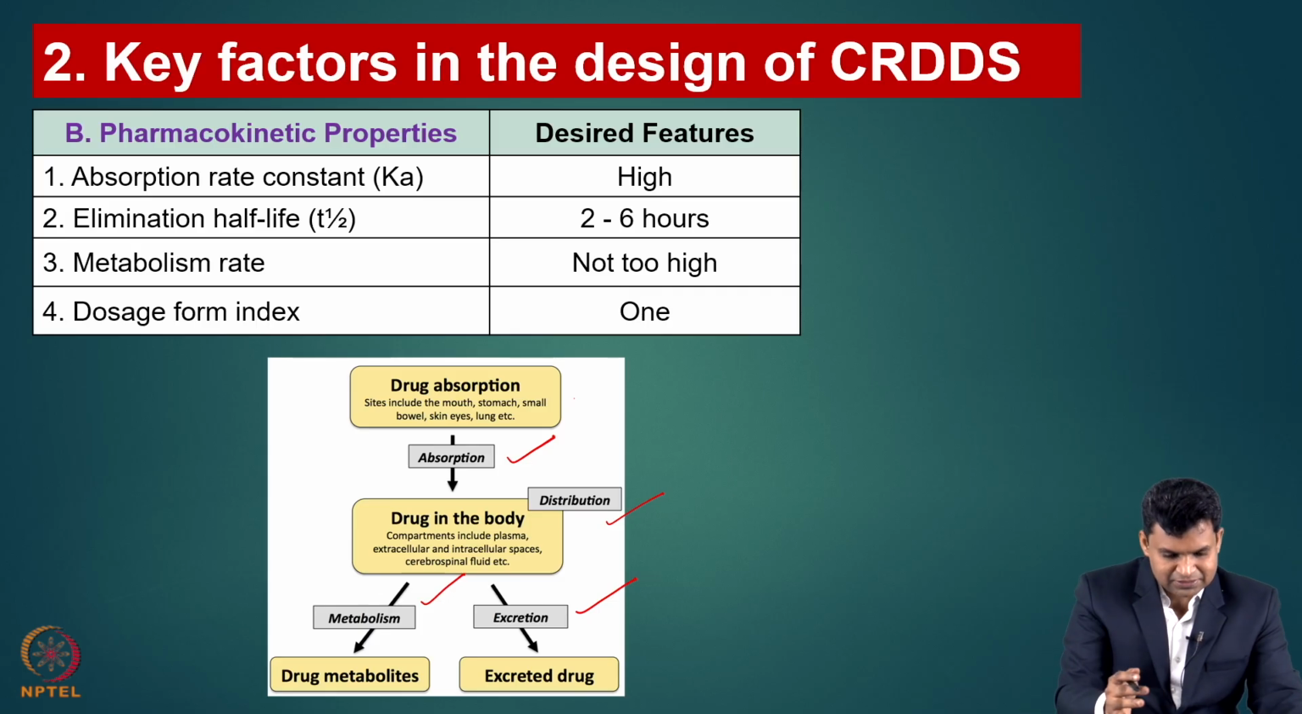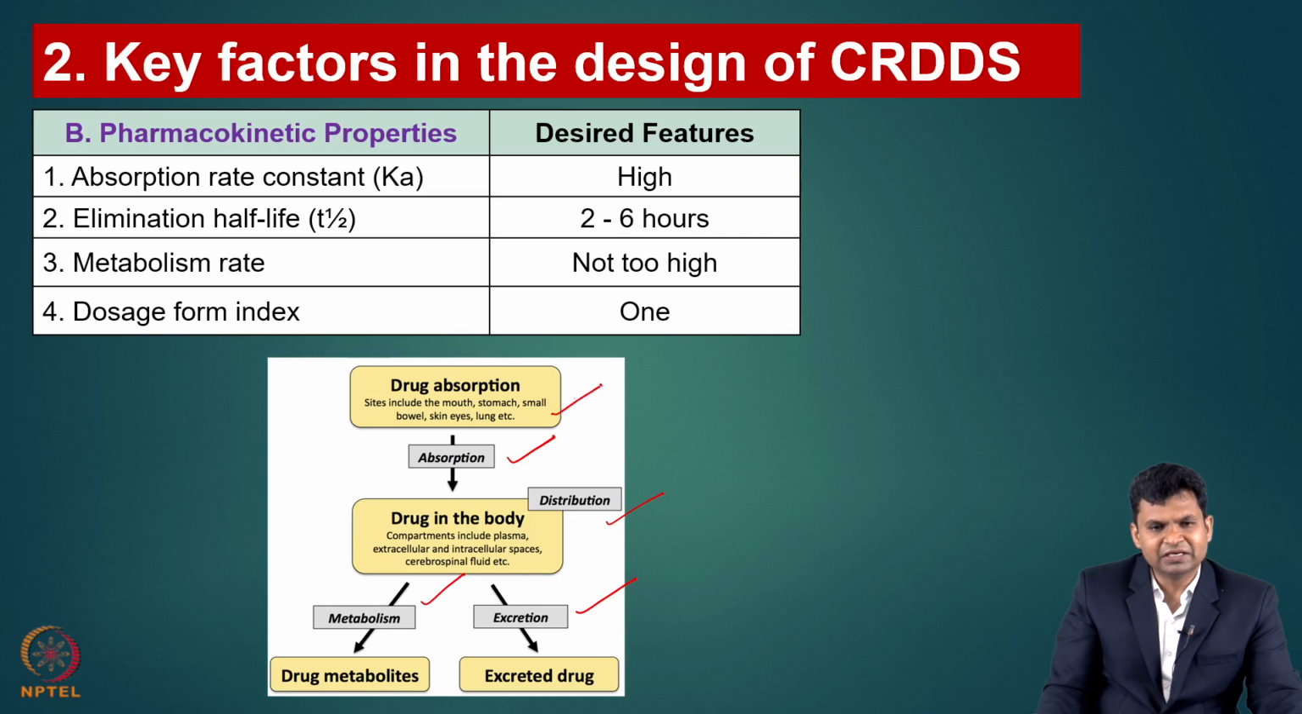In absorption, the sites include the mouth, stomach, small bowel and various other places where the drug will be absorbed. Absorption is nothing but the drug crossing the various biological barriers and reaching the blood; that process is called absorption. There are many limitations and it will depend on your drug properties.